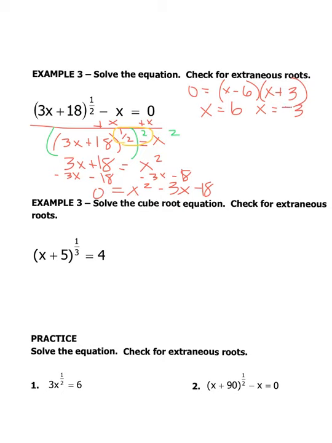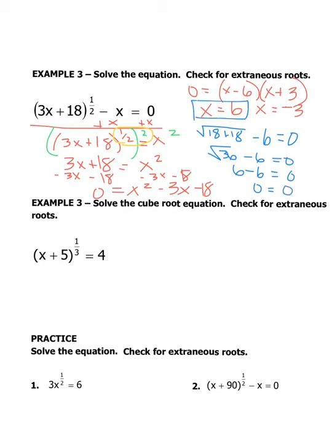And let's just do a quick check of these. Okay, so if I plug in my value of 6, let's see what we get. So we get the square root of 3 times 6 is 18 plus 18 minus 6. Does that equal 0? So 18 plus 18 gives me 36. Okay, so the square root of 36 is 6. So I have 6 minus 6 equals 0. 0 equals 0. Okay, so the 6 definitely works out. That's great. I'm going to erase what I have, and let's just try it with the negative 3.